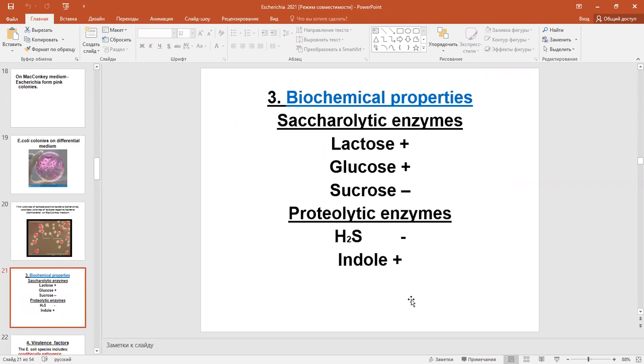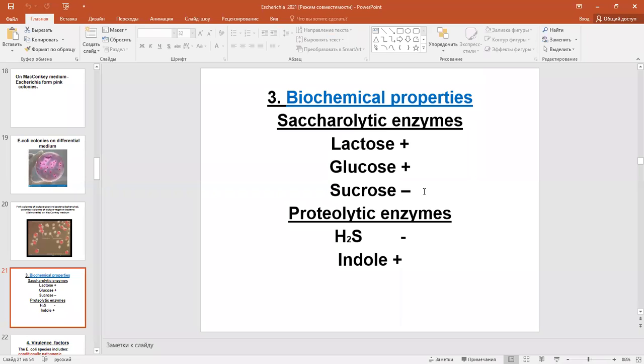So, biochemical properties of Escherichia coli. They are biochemically active, and they are able to ferment many sugars, including lactose, very important, don't forget, and glucose. They ferment glucose to gas production, and other sugars, except sucrose. So they don't ferment sucrose, they are sucrose negative, memorize.